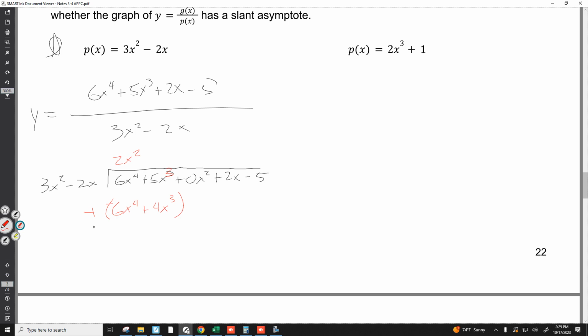Wait, how can those functions be called P? So now this is y equals. No, they're both P though. I'm dividing by p. Yeah, but it has to be the same thing, right? Just don't worry. Just do the one on the left. Let's not worry about the one on the right either. I'm trying to get out of this question or something.